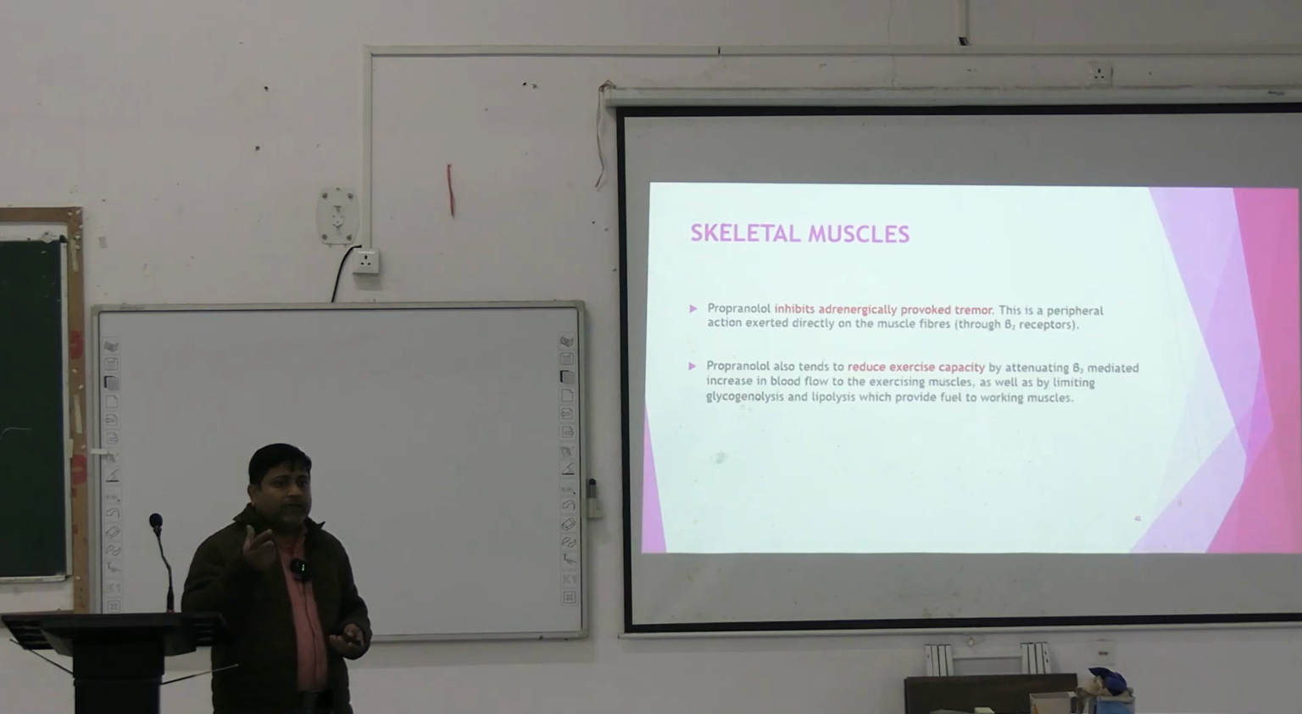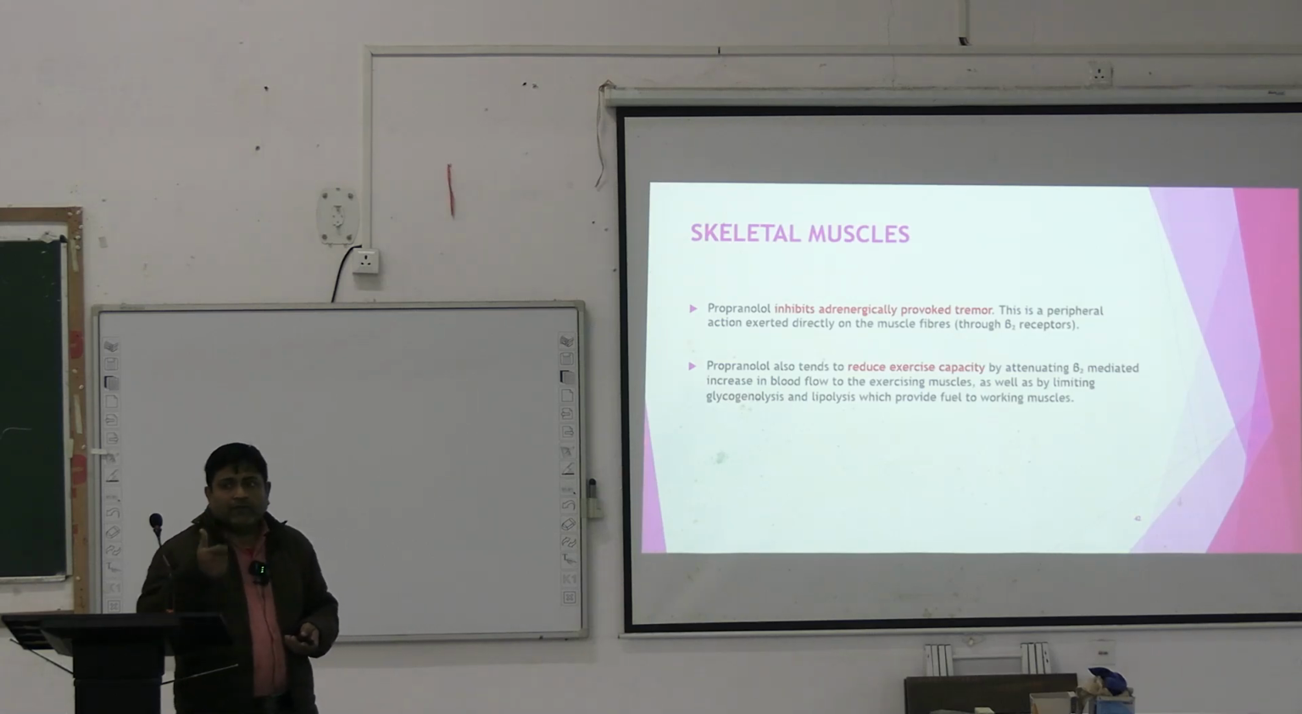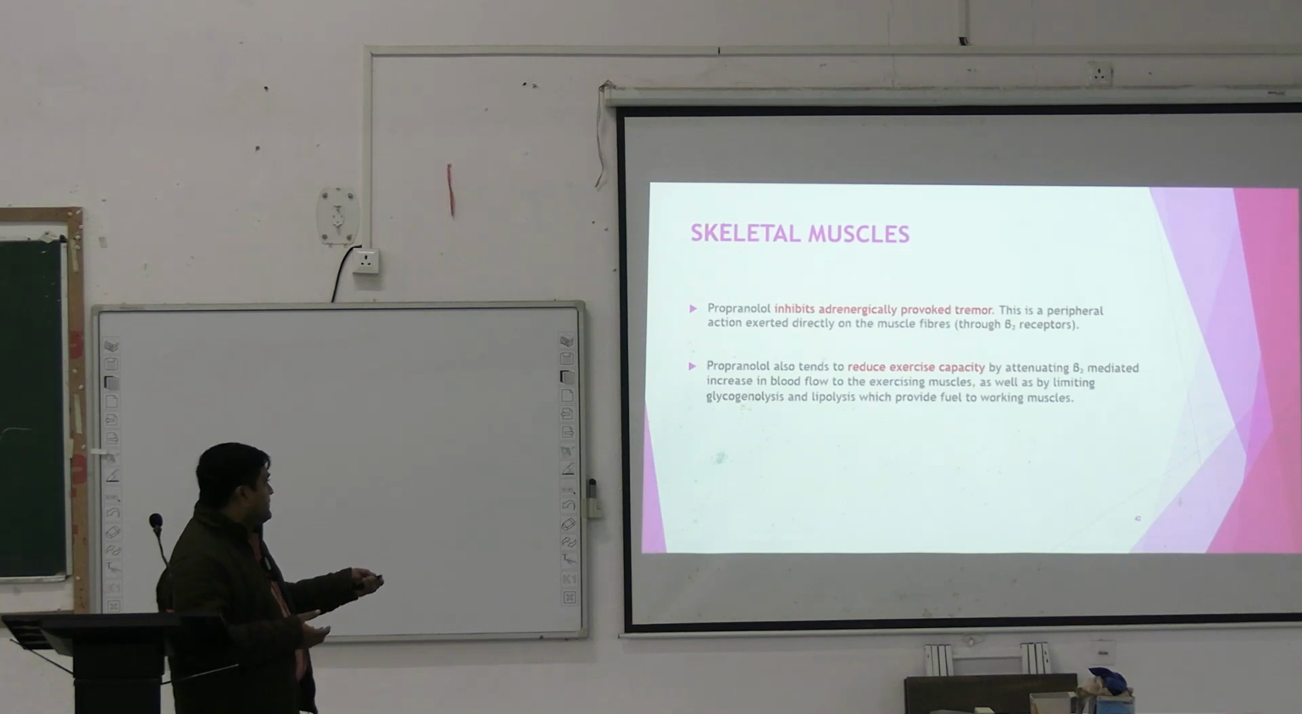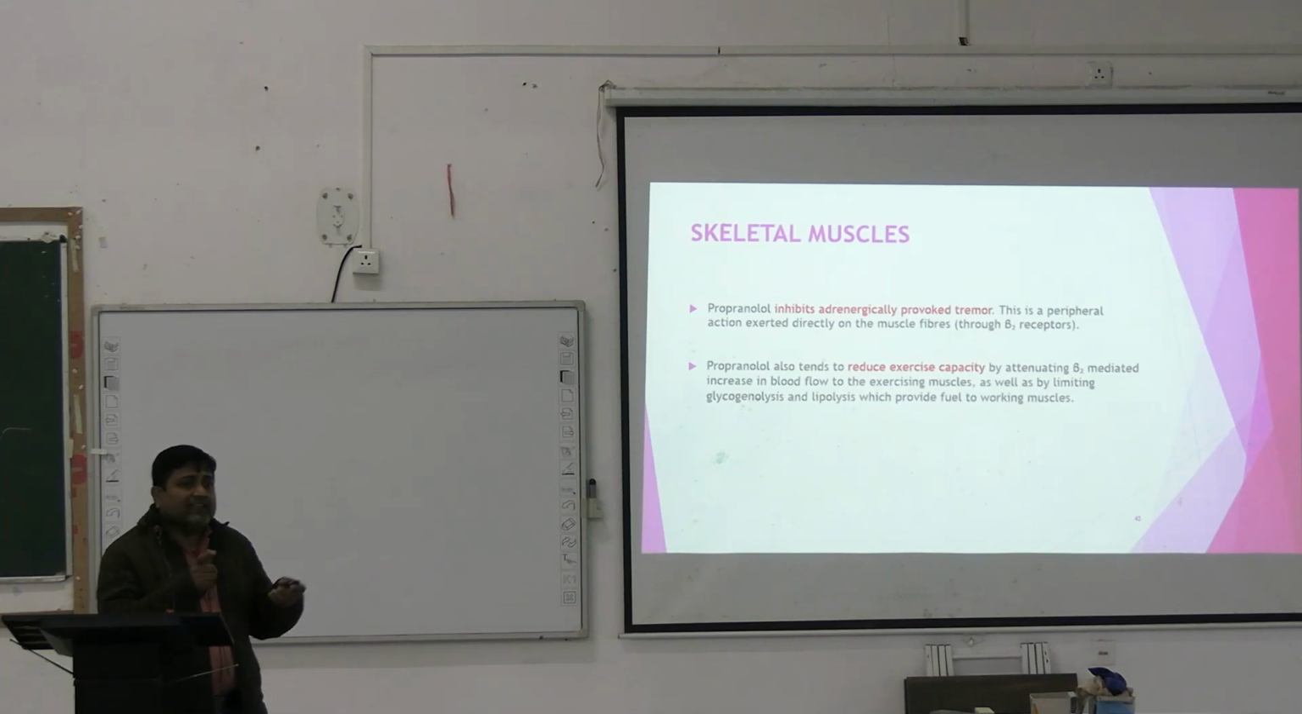Beta 2 receptor was increasing blood flow; if a beta blocker is given, the blood flow will decrease. So, exercise capacity is reduced, as well as by limiting glycogenolysis and lipolysis, which act as a fuel for exercising muscles.